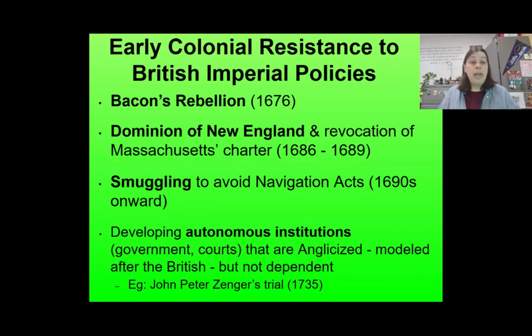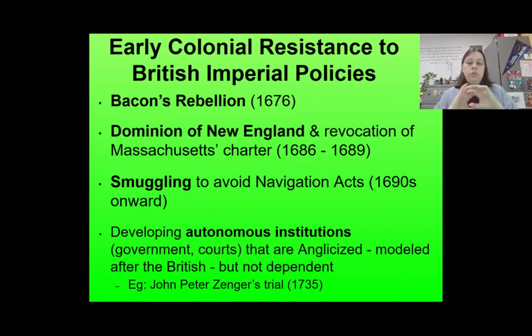The colonists hate this. The colony of Connecticut famously, supposedly, hides its colonial charter in a tree rather than give it up. They hate the governor, and in about a year and a half, when James is overthrown in the Glorious Revolution back in Britain, the colonists happily overthrow his governor, a guy named Edmund Andros, and immediately return to their original charter situation. Smuggling is another great example of resistance to British policies, right? It's a way of avoiding the Navigation Acts.